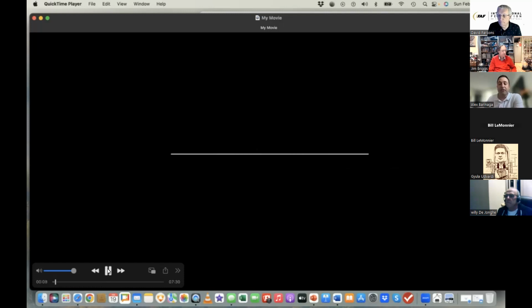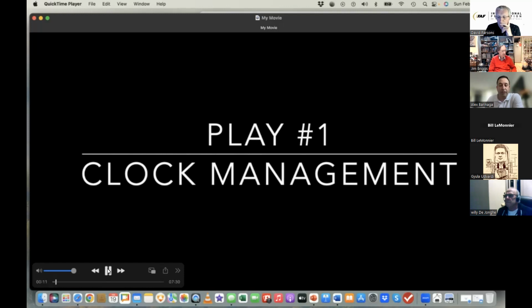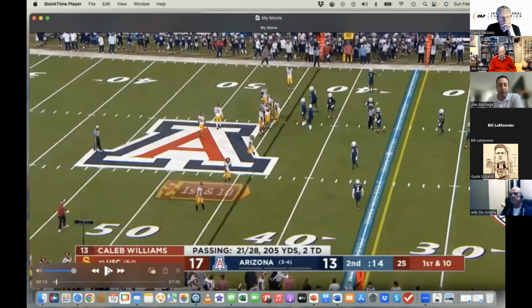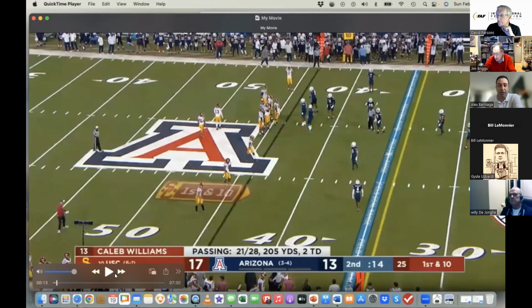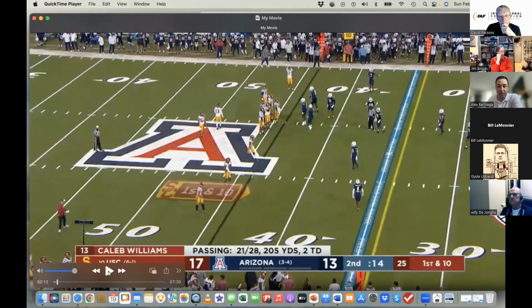Our first play is going to deal with clock management situations. And again, everybody's got to understand where we are in the contest. This is approaching the end of the half. There's 14 seconds to go. We have a one-score game, and we have a team on offense on their opponent's side of the 50-yard line, barely, but they are on their opponent's side of the 50-yard line. So away we go.